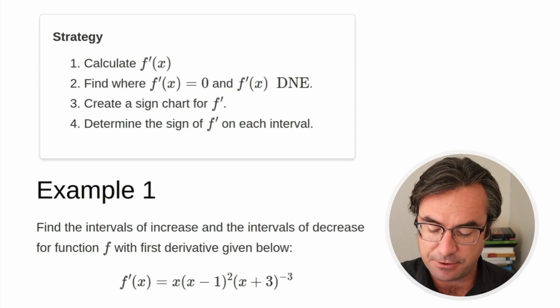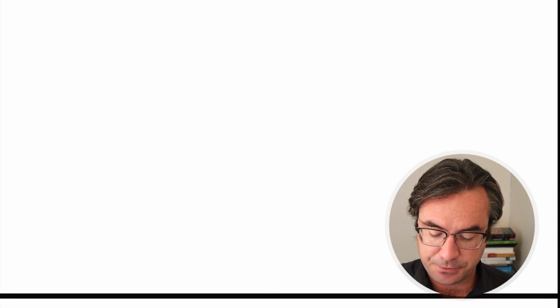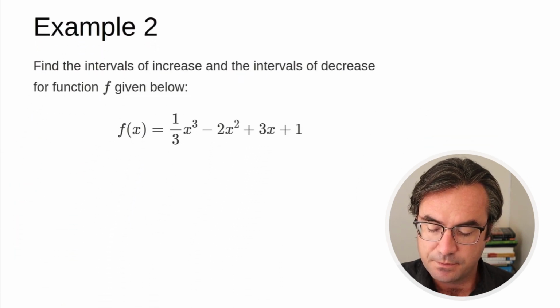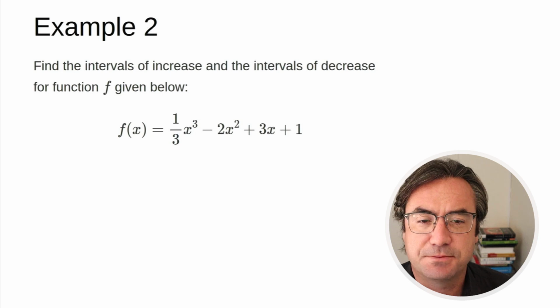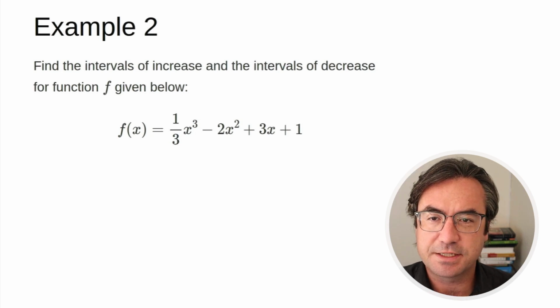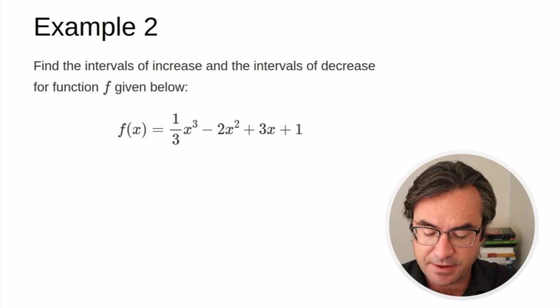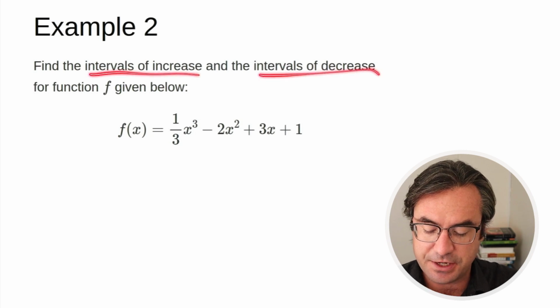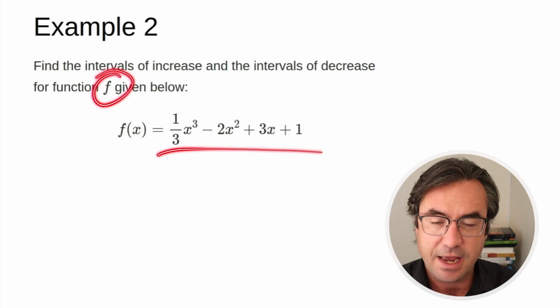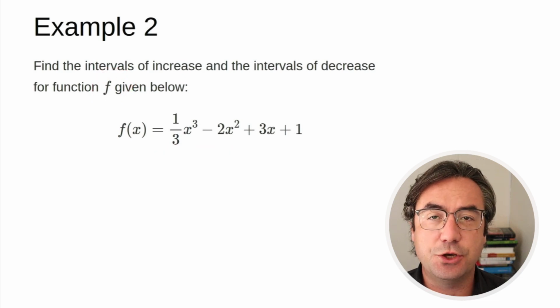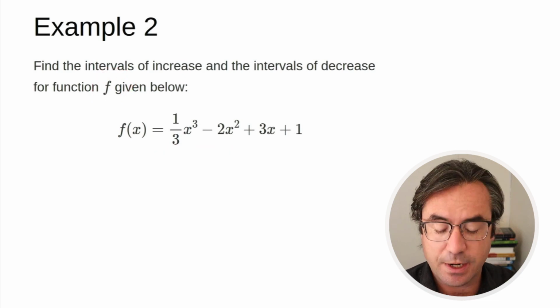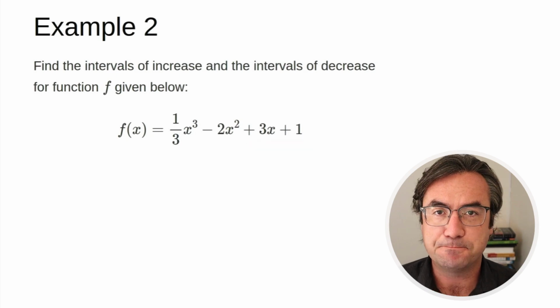So I want to jump down and try out example 2. And we'll do example 1 either after this or we'll save it for class. So let's look at example 2. We want to find the intervals of increase and the intervals of decrease for this function f. And the function here is 1/3 x cubed minus 2x squared plus 3x plus 1.